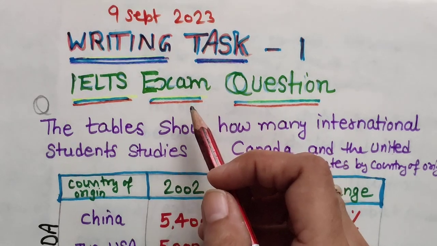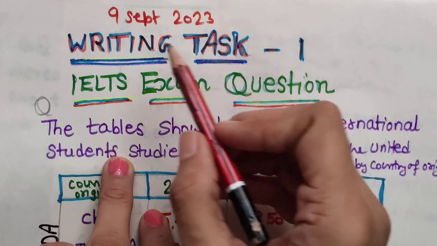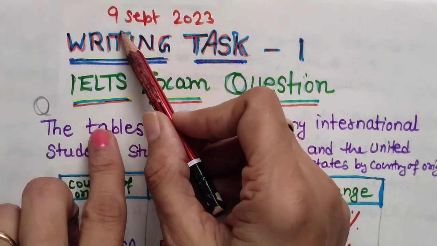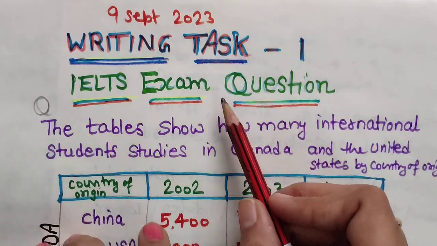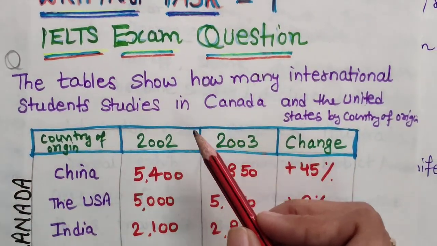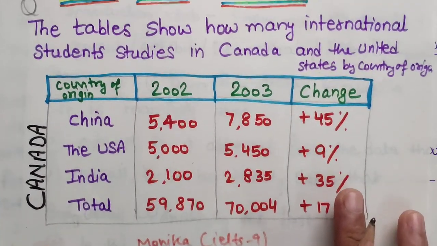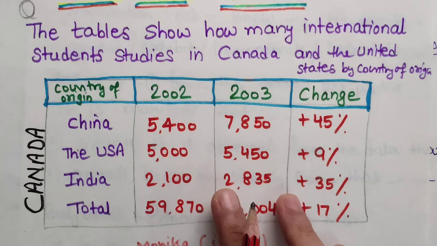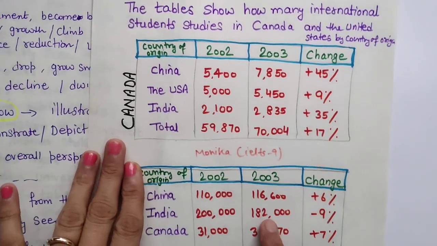Now coming to the main point: this writing task 1 I am going to discuss in this video was part of the 9 September 2023 IELTS exam. This is a real IELTS exam question. You can see these two tables are given, so I will show them in just a minute. What we are going to discuss in this video I will tell you. These two tabular charts are there.